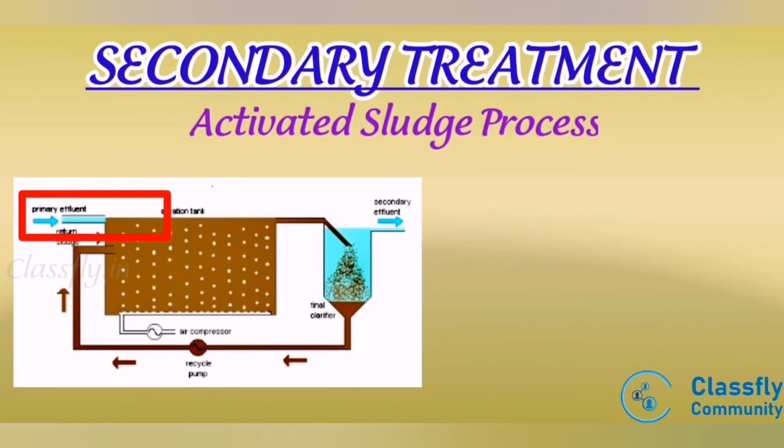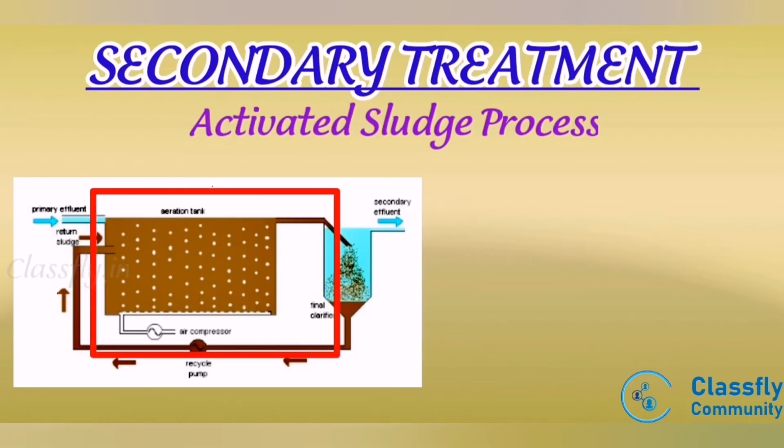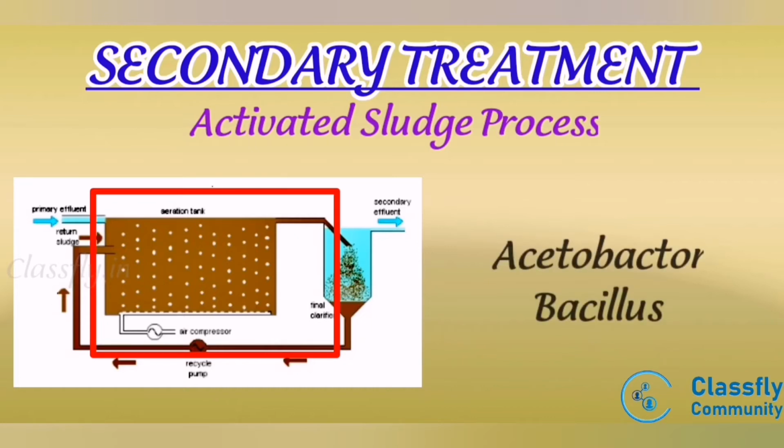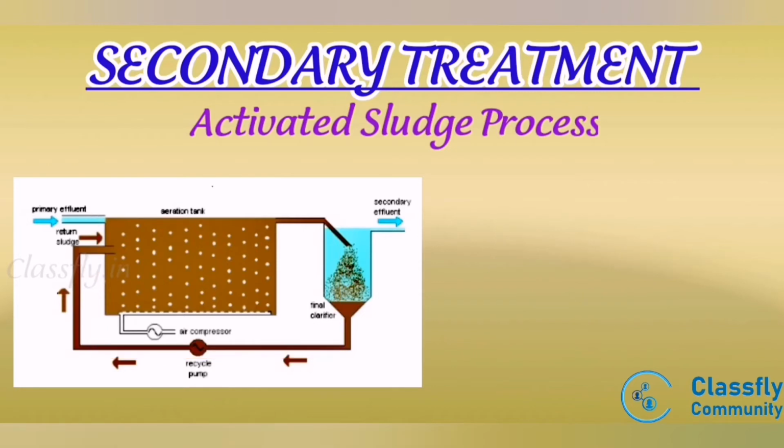The wastewater after primary treatment is subjected to extensive aeration with the addition of activated sludge, that is water containing a high concentration of microorganisms like Acetobacter and Bacillus. The aerobic bacteria oxidize the biodegradable matter into simple compounds, that is carbon dioxide and water. After secondary treatment, wastewater is free from biodegradable matter.